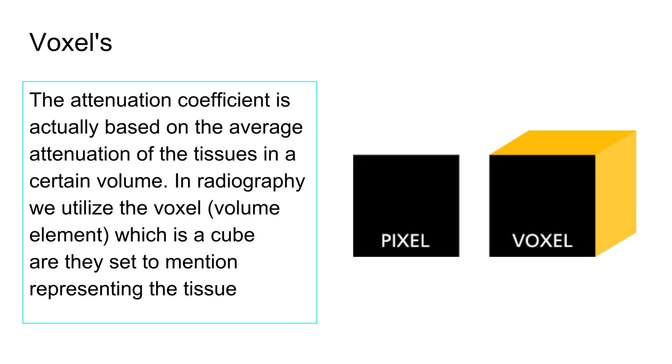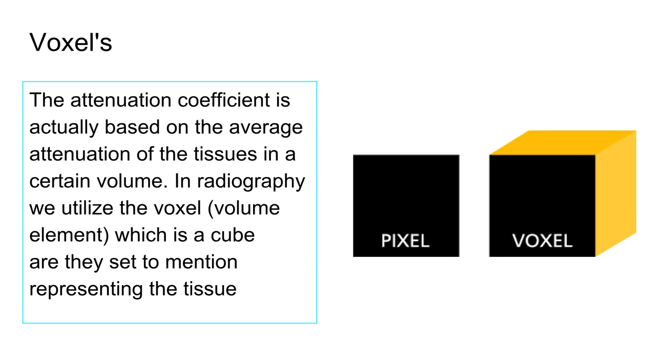So in any image, if we have 262,144 pixels, then we have that same number of voxels, right? They're inseparable. Now, in CAT scan and MRI, we can change the size of the voxel, make them bigger or smaller, and that's the same thing as changing our slice thickness. But in X-ray, we don't do that.